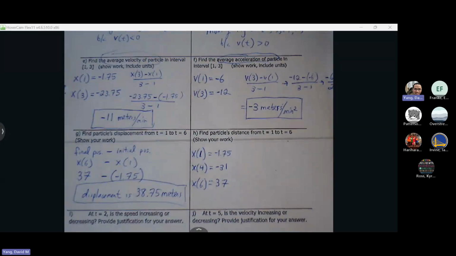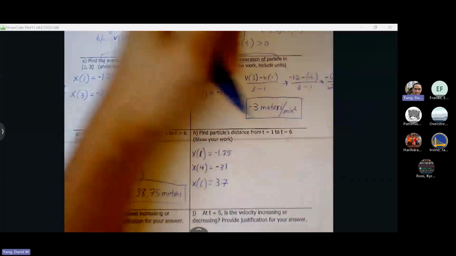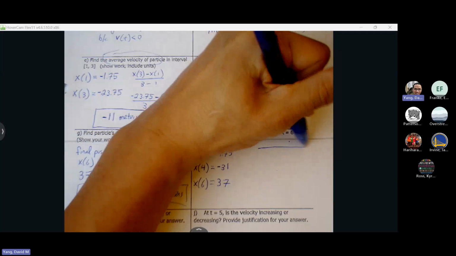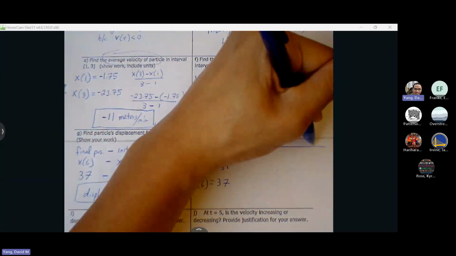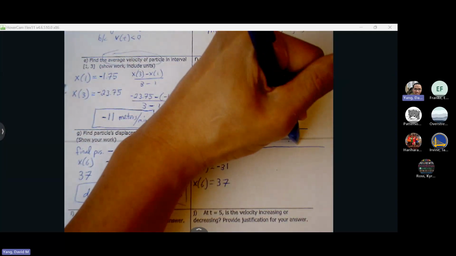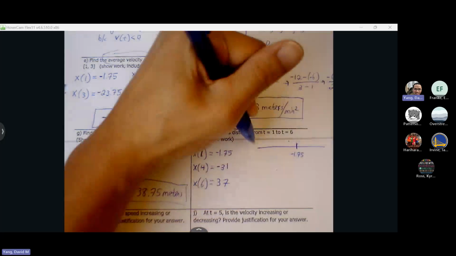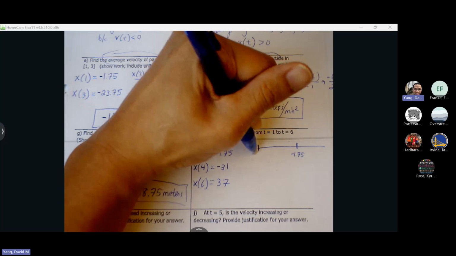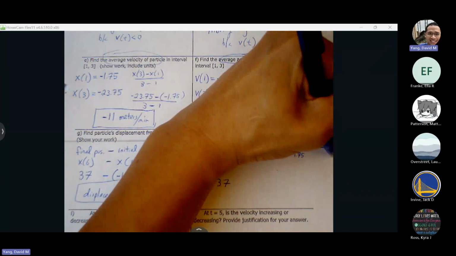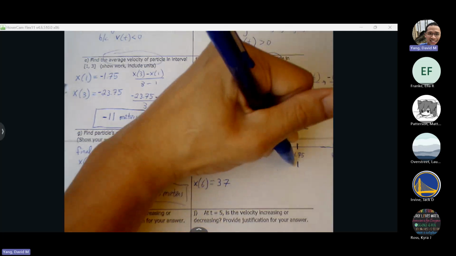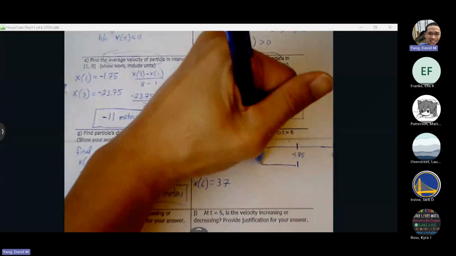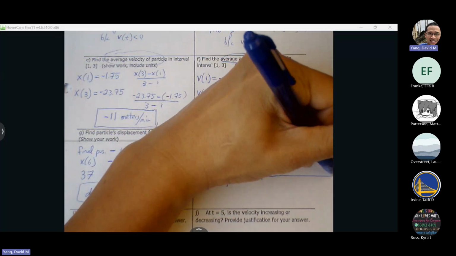So x of 4 is all the way over at negative 31 on the x-axis. Now he's just imagining walking between these locations. You're starting at negative 1.75, walking all the way over to negative 31, and then turning around from negative 31 and walking all the way back to 37.